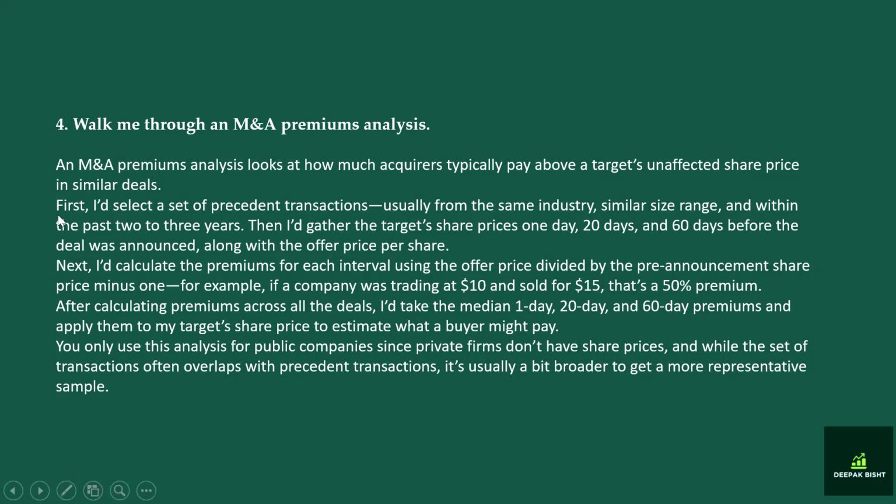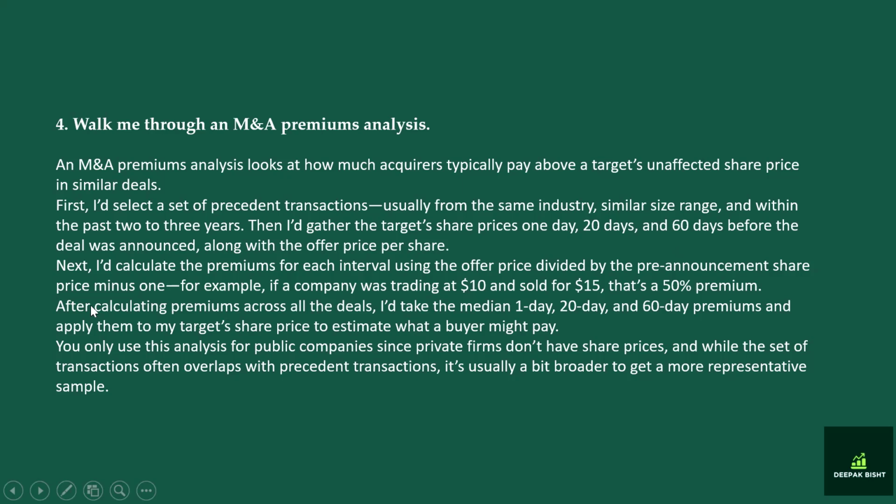And this is done by first selecting the relevant precedent transactions. Usually we select them based on industry criteria: industry, geography, deal size, and date range. Then you gather the price data for each target company. For each precedent transaction, record the purchase price per share. Then you obtain the target's unaffected share price at a specific interval before the announcement date, most commonly 1 day, 20 day, or 60 day.